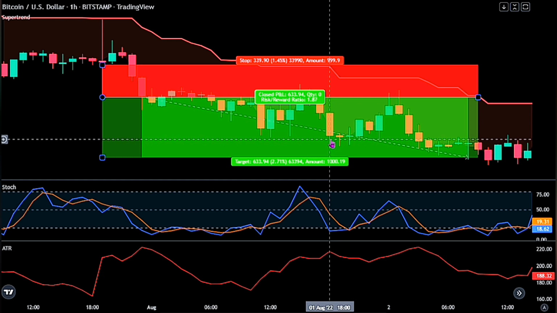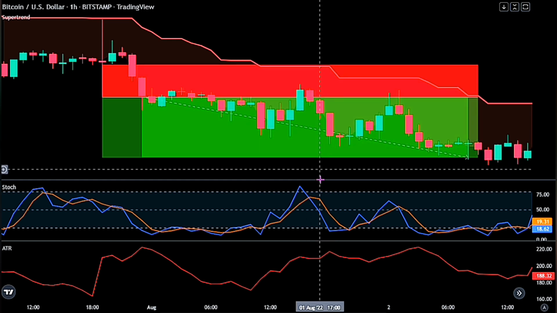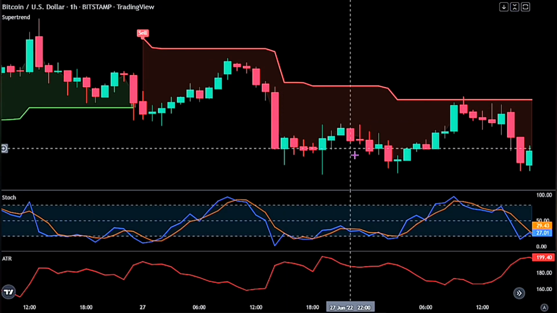Now let's quickly go over some examples to make you better understand the strategy before we go ahead and backtest our strategy. Okay. This is a sell trade we would have taken.